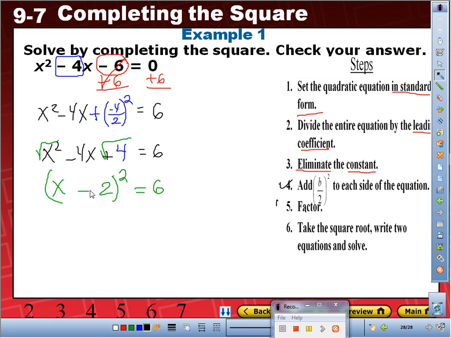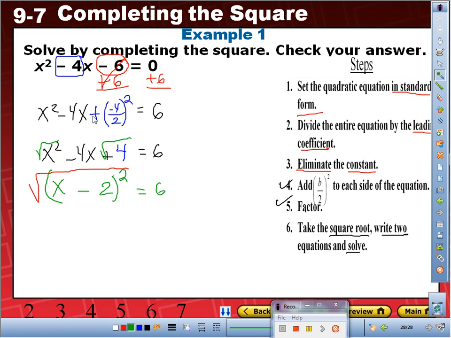Did we factor? Yes. At the end, take the square root. Everybody look up. Take the square root. Then I write two equations and solve. So check this out. To cancel this square, the inverse is to square root. Whatever we do to one side, we do to the other side. However, did I skip a step? Yes, I did skip a step. I needed to add the other side, didn't I? Sorry. Check this out.